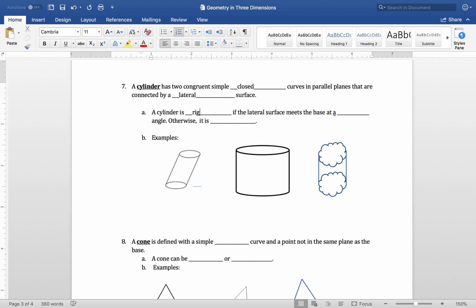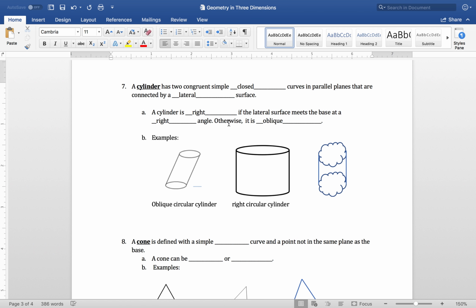A cylinder can be right if we meet at a right angle. And if we don't, then it's oblique. It's honestly easiest to tell right and oblique just by looking at the shapes. My first shape is oblique because it's leaning. So I'll call this an oblique circular cylinder. My second shape here is a right circular cylinder because it's standing straight up and down. Again, I think it's easiest not to worry about the definitions, but to consider if we're standing straight up and down or if we're leaning. If we're standing straight up and down, my line would go right here. But since that's leaning to the side, it's oblique.